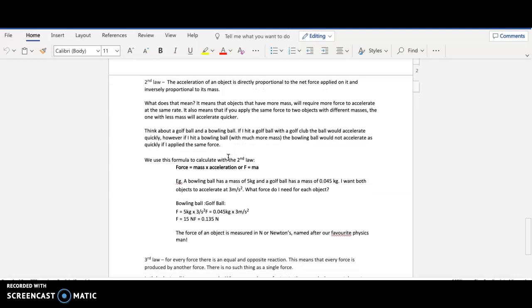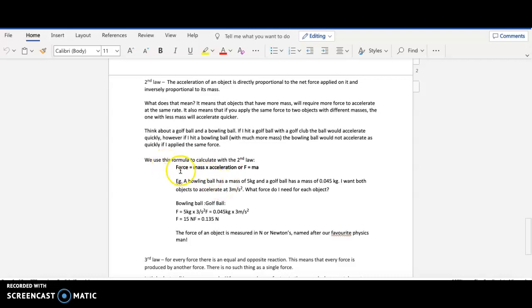So this is what we mean that an object that has more mass would require more force to accelerate the same. So I would not be able to use my golf club. I'd have to use something else to be able to make that bowling ball travel with the same acceleration as a golf ball, right? We'd have to use some sort of crazy implement to get that bowling ball traveling at the same acceleration. We have way more force behind it.